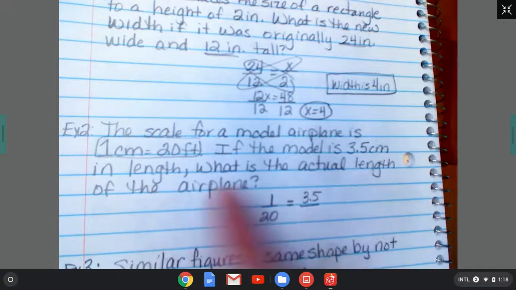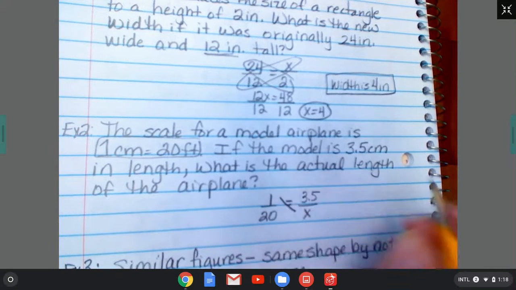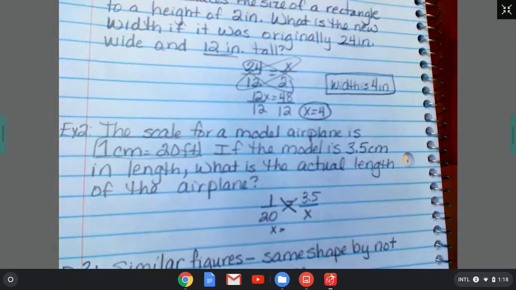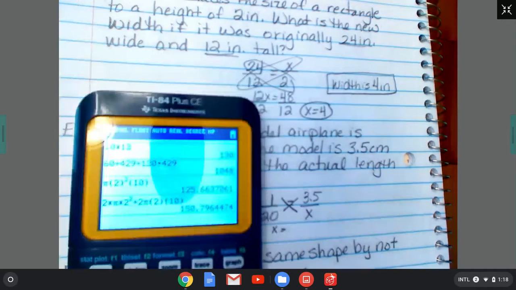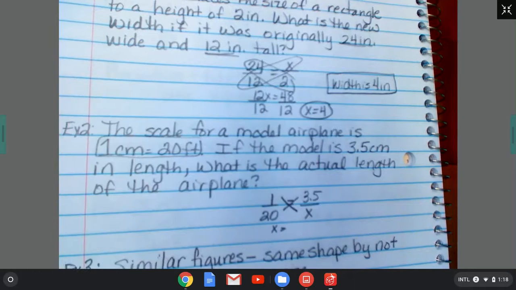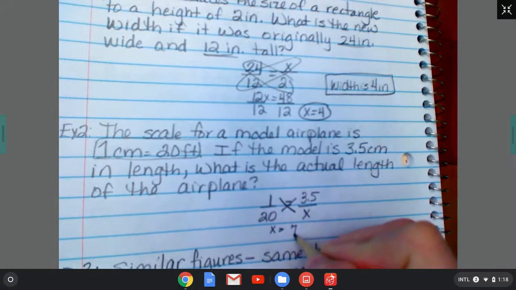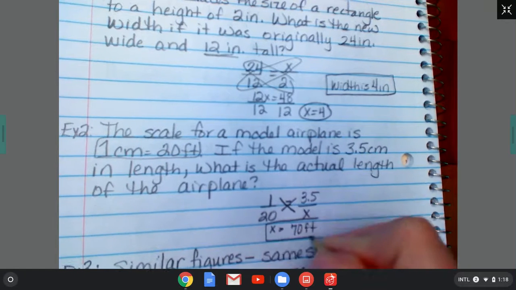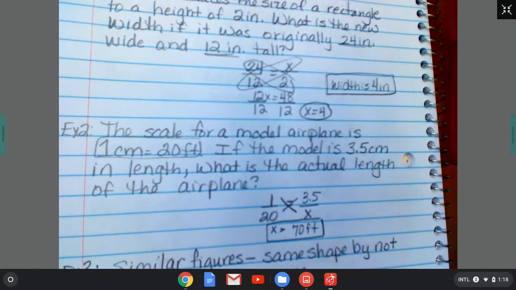What is the actual length? So I'll put x on the bottom. Okay, and then cross multiply. 1 times x is x. 20 times 3.5 is 70. Okay, so not hard problems.